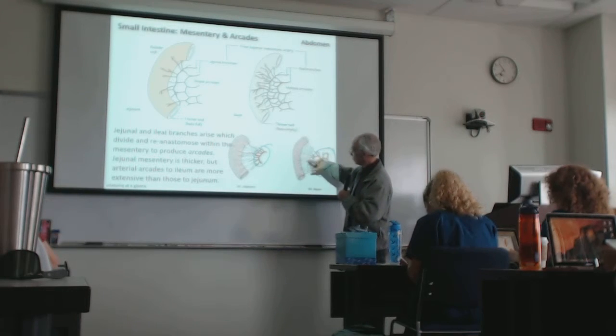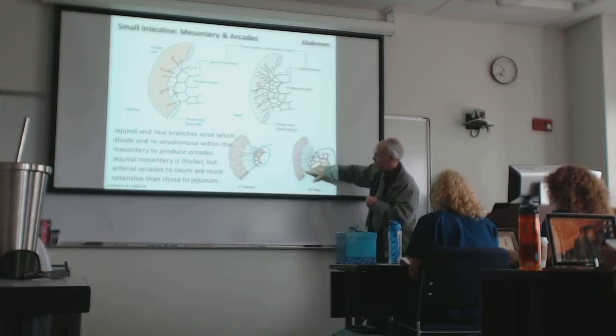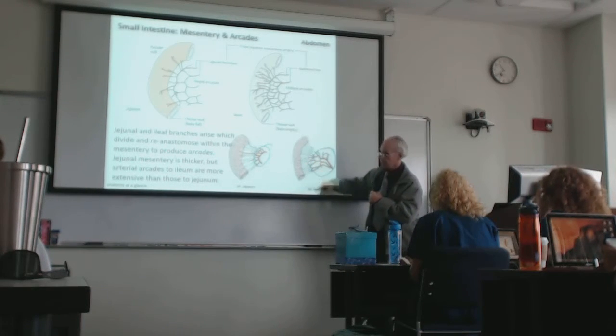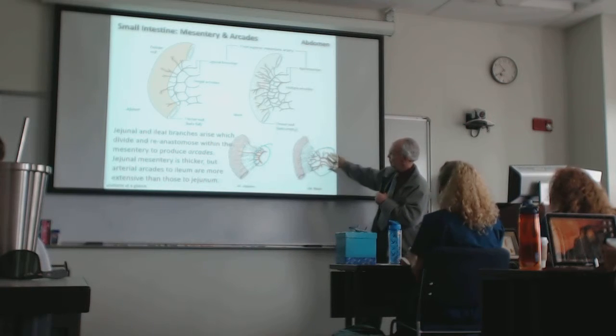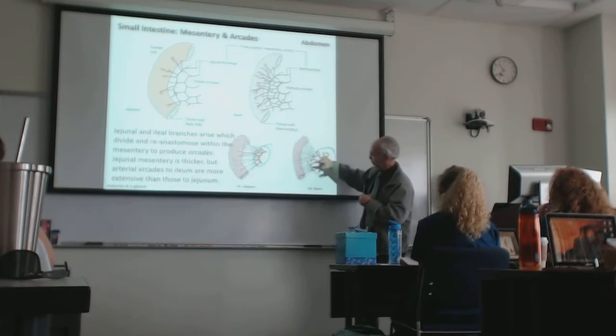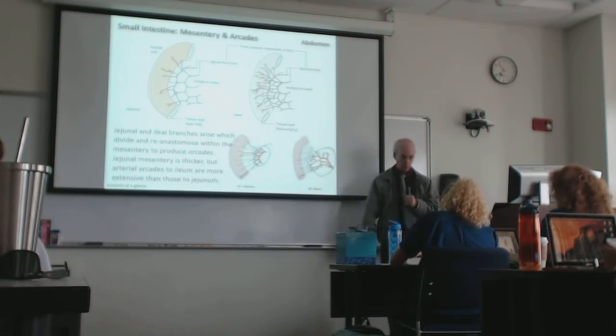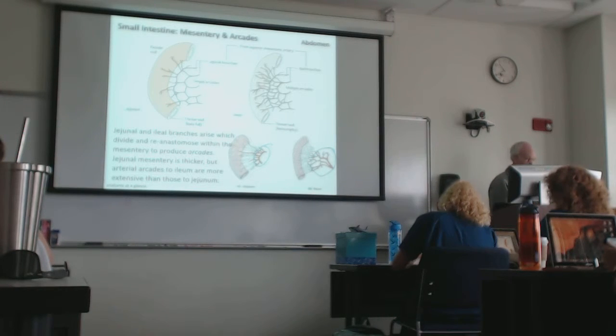Distal to those, you can see these vessels are more or less perpendicular to the intestinal wall. These are called the vasa recta. So the arcades give rise to the vasa recta, which actually perfuse the intestine. Now, that being the case, there are some subtle differences here.